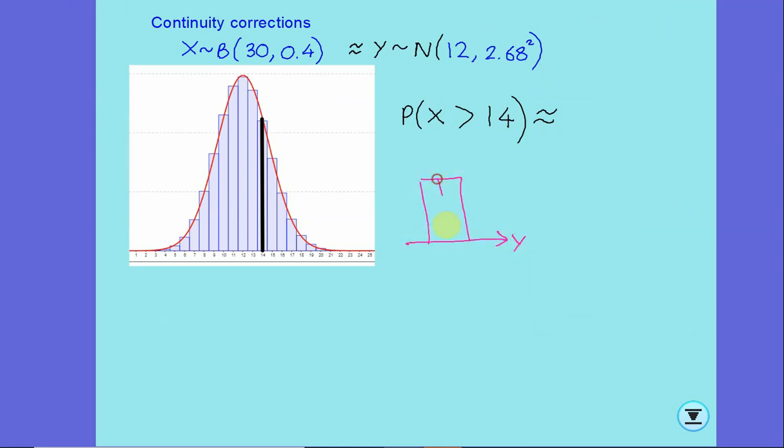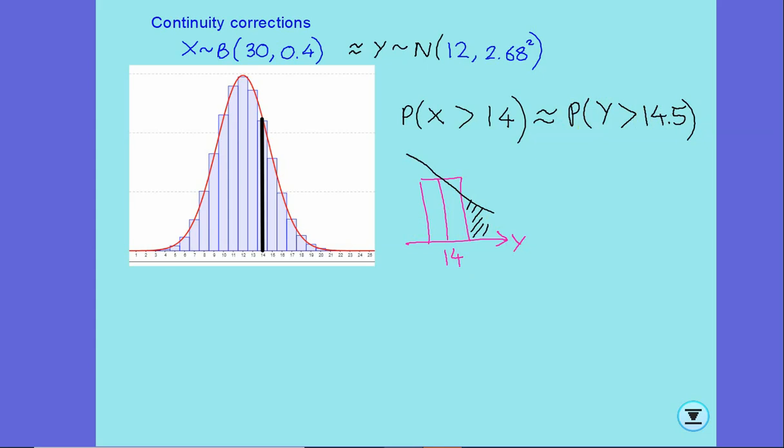So, 14 is on the right hand side, so my line's coming this way, and we want all the values greater than 14. Right, so we want them all over here. They're not going in the box because it's not inclusive. So this is the same as saying y is greater than 14.5.